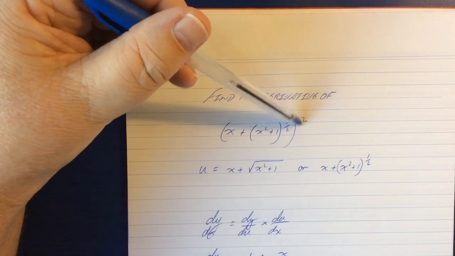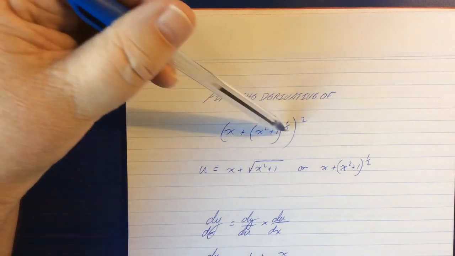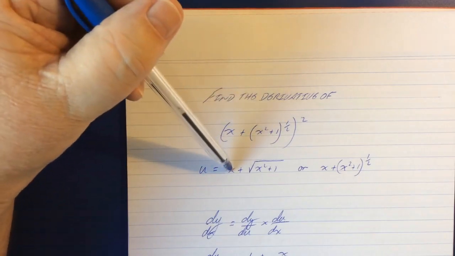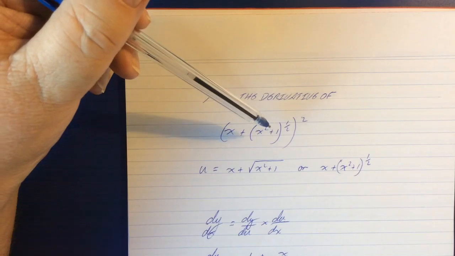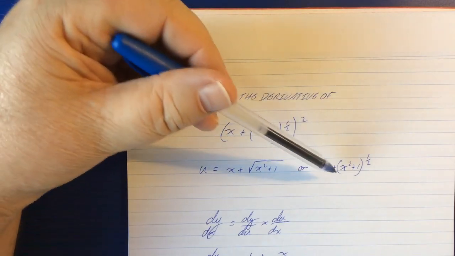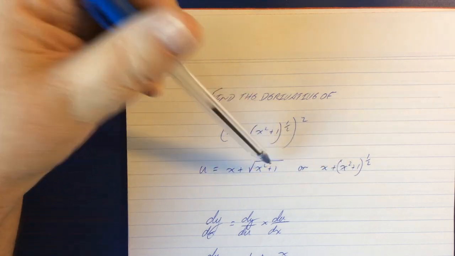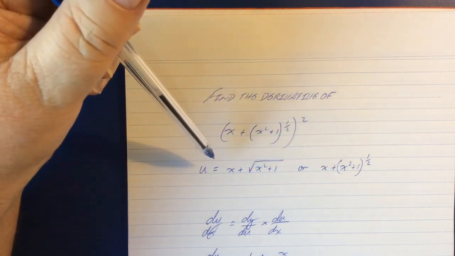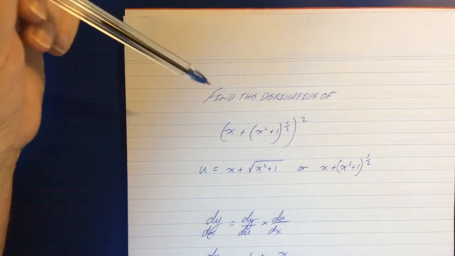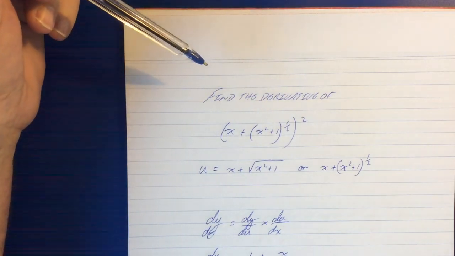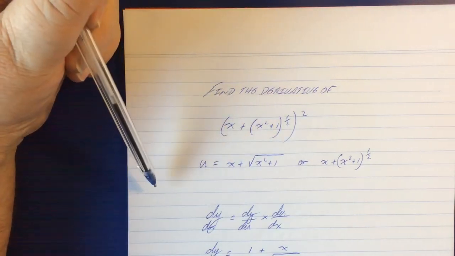Now, dealing with this version of the chain rule, we can write the expression in here, u, as either this or this. It doesn't matter. It's sometimes easier to write it like this, sometimes easier to write it like this. Anyway, let's get going. So let's start with finding the derivative of this thing.